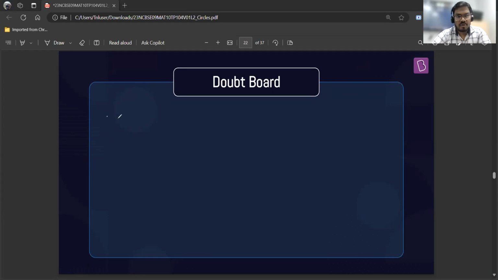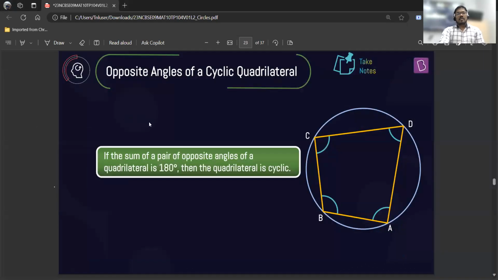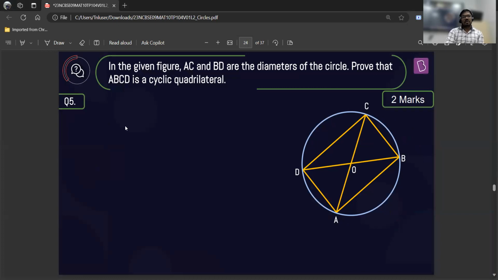All right. So now let's move on to the next question that we have. So you can see, as I told, if the sum of opposite angles of any quadrilateral is 180, then simply we can say that it is cyclic. Okay. All right. So now let's take note of this question. This is quite an important question.